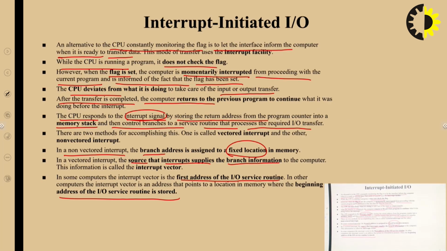So this was all about interrupt initiated input output. The main point is that the input output interface interrupts the CPU when the device is ready for data transfer. Now the disadvantage of interrupt initiated input output is that it can't transfer huge data. It can transfer only very few data, in terms of bytes. Now to transfer huge data, we require DMA, direct memory access.